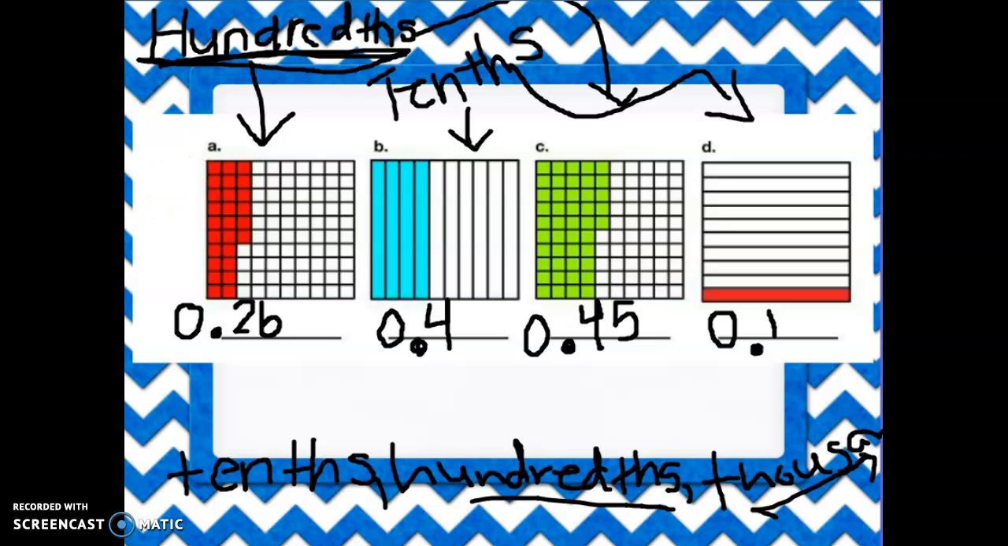Awesome job, mathematicians. Now you're going to get ready to try some examples like these on your own. Before you do that, we're also going to look at how can we put our decimals in order? How can we look for patterns?